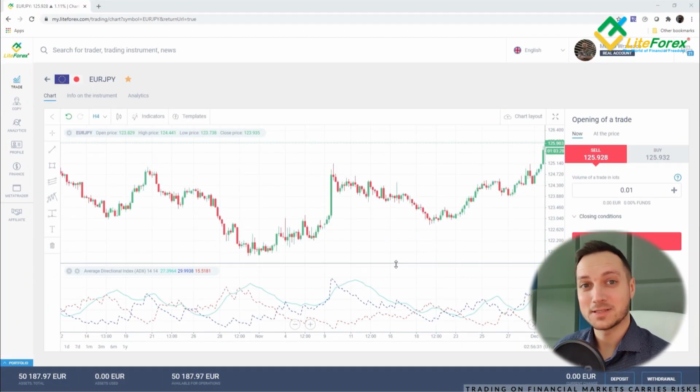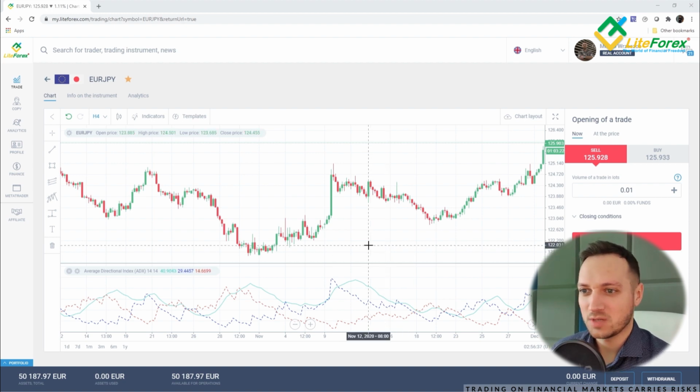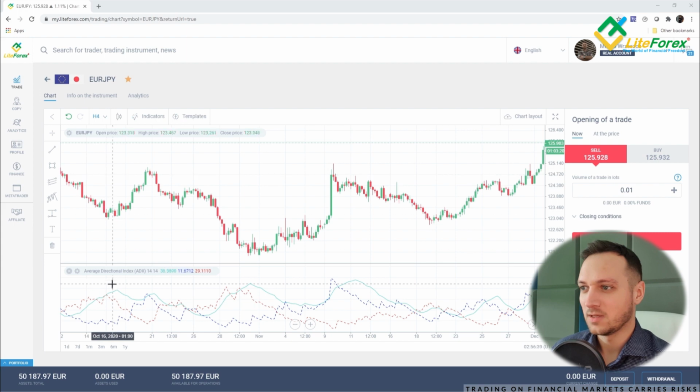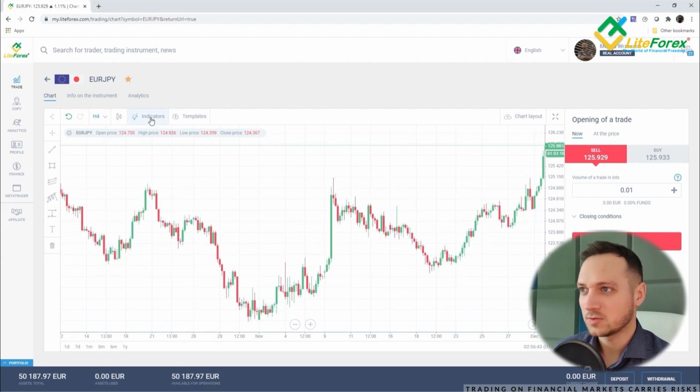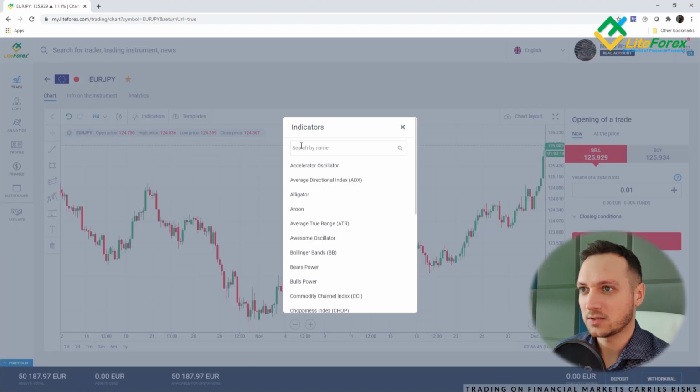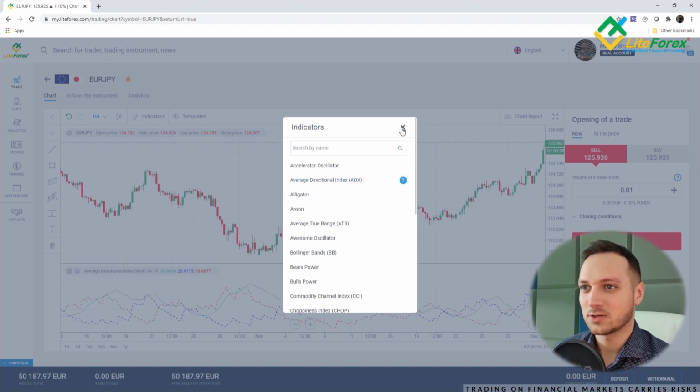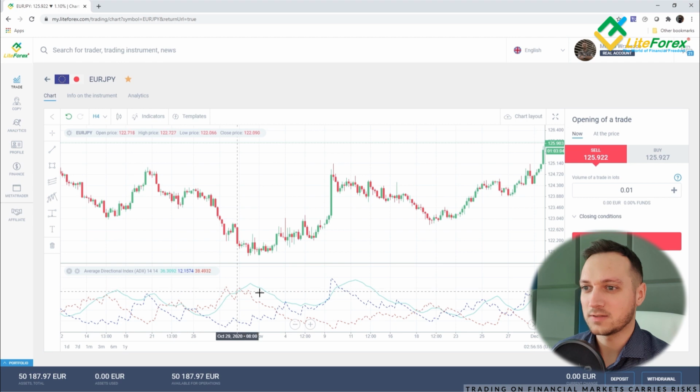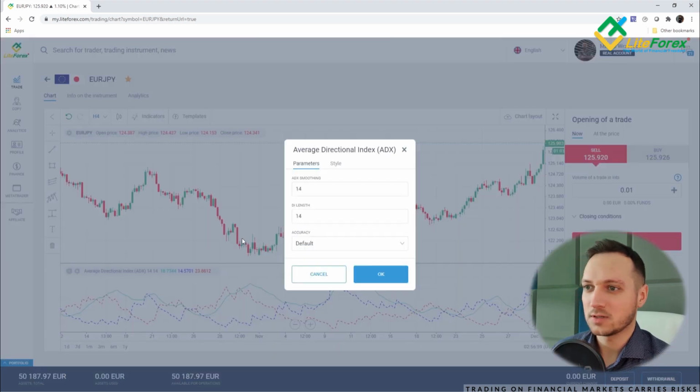Okay guys, so let's now check the real example on the chart. Right here we have the EUR/JPY currency pair. I already added the indicator, but let's do it together. As always, click the indicators tab, search by name, and it's on the top of the list, the ADX average directional index. Click on that and it is automatically added below the chart right here.